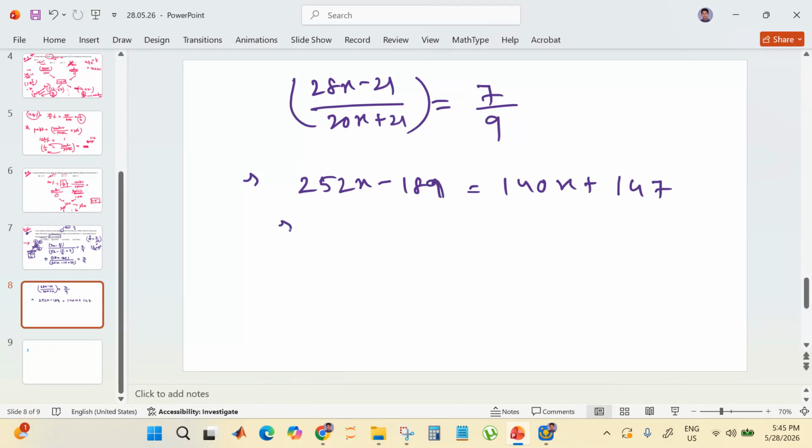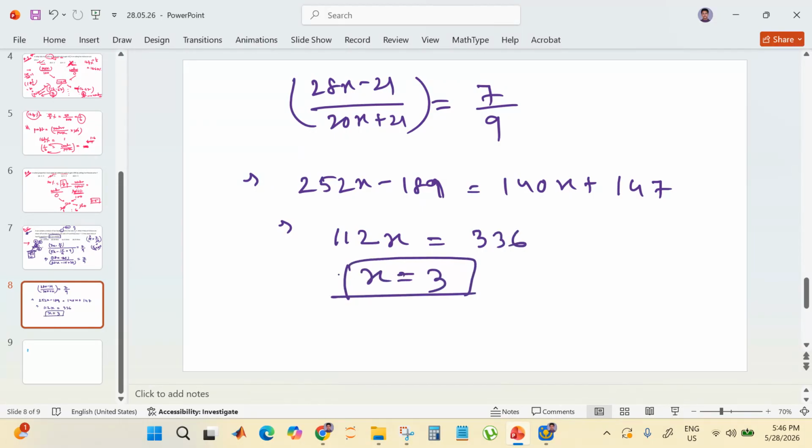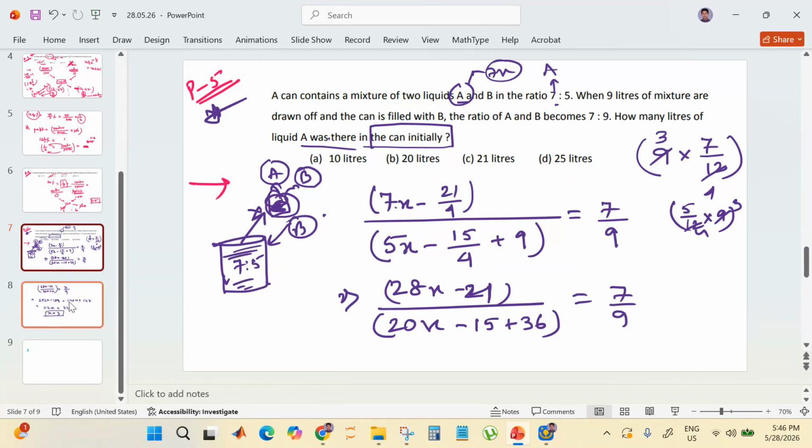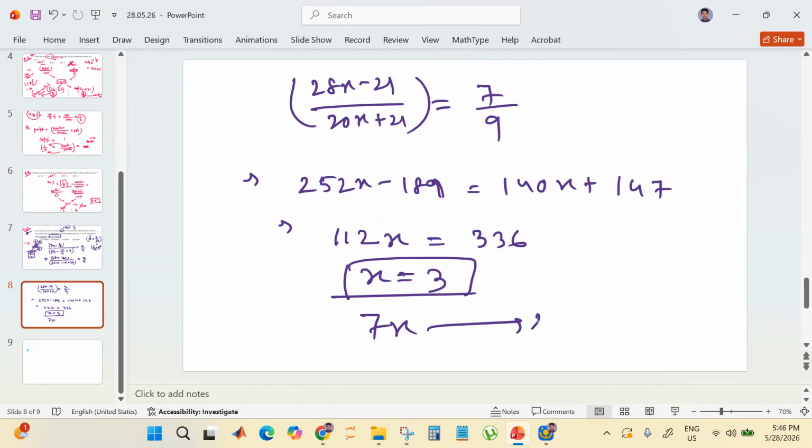147. So 140x will be coming to the left hand side, it will become 112x, and 189 will be added to the right hand side, it will become what? It is 289 and 7, but 296, 336. So x equals to what? 3. So if x equals to 3, the initial answer was 7x, so 21. So 7x, that means 21 liter of A.